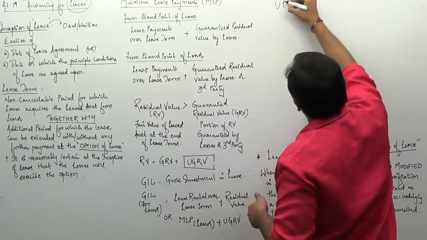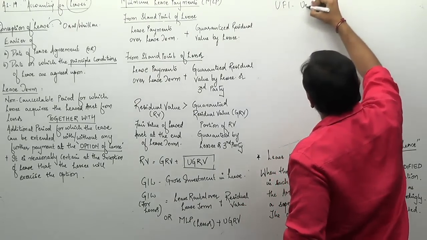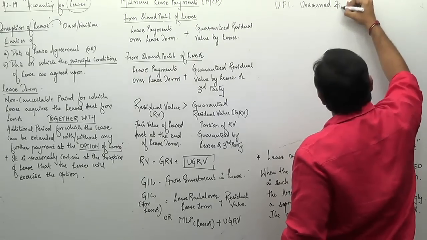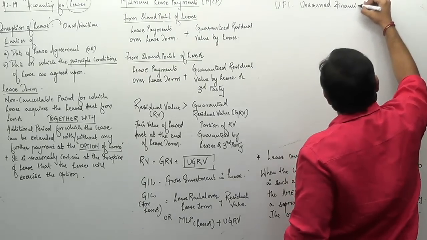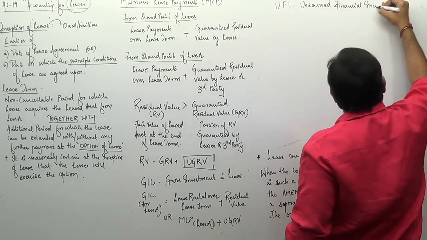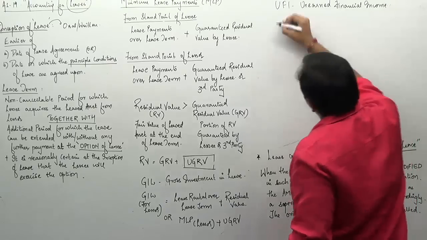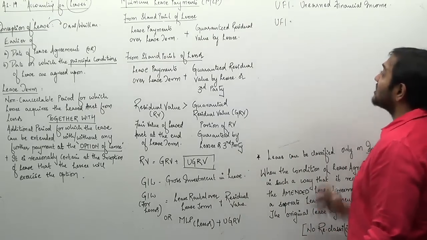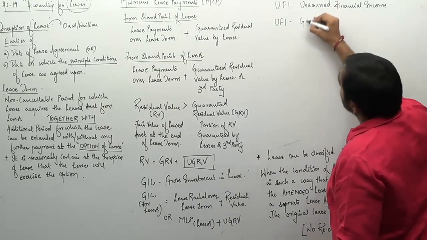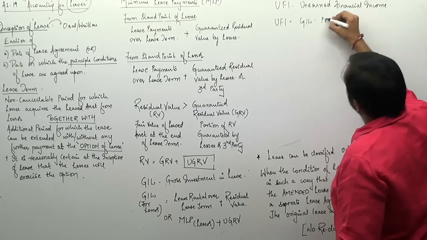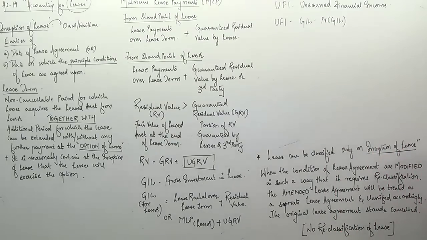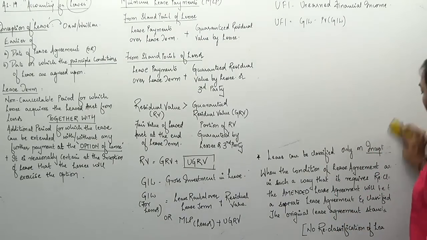The next one is called UFI, unearned financial income. The formula is UFI, unearned financial income, is equal to GIL minus present value of GIL. That is, gross investment in lease minus the present value of gross investment in lease.